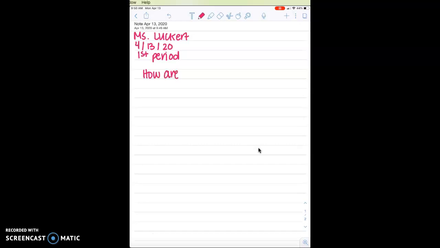And today that title is How Are 3D Figures and Area Related? So we're going to learn how to find the surface area of three-dimensional figures over the next couple of days. And so we're going to learn about things called nets today.